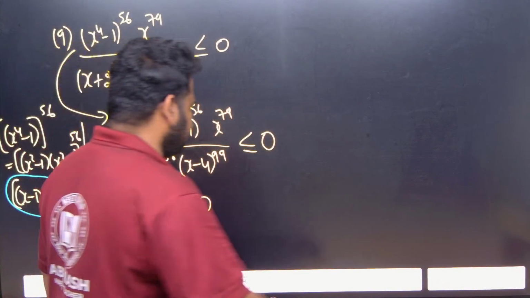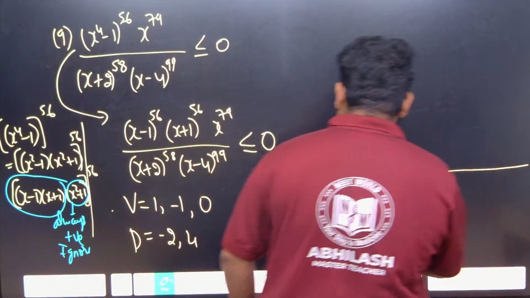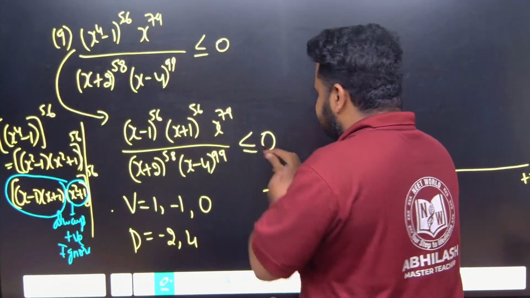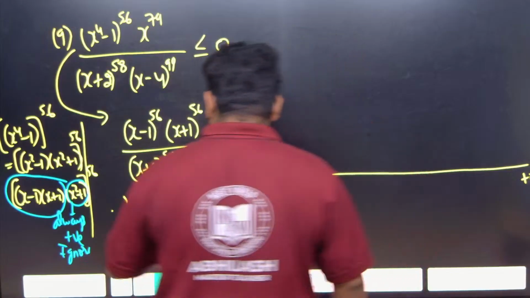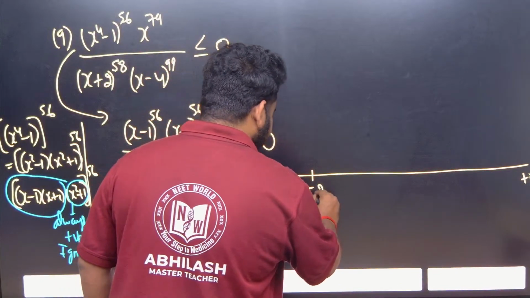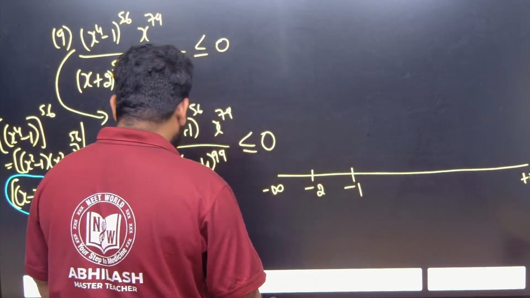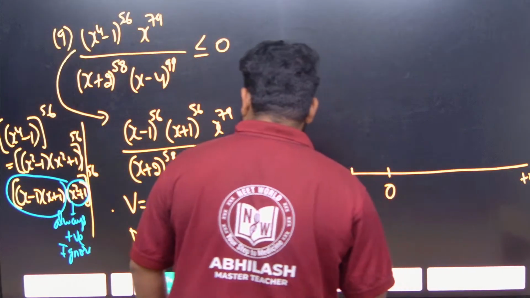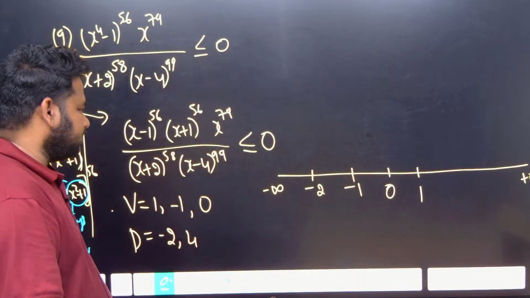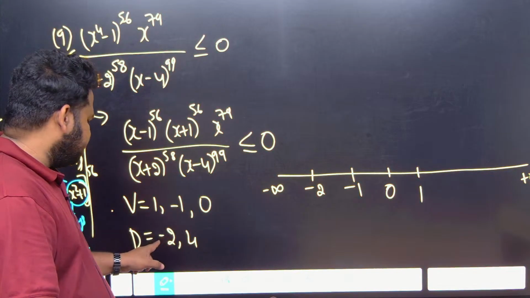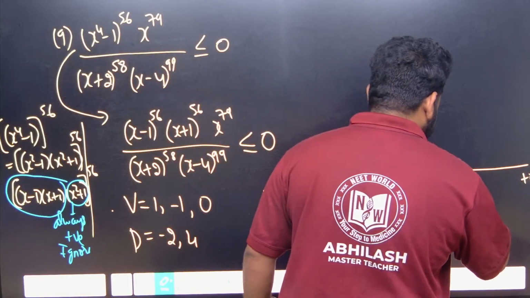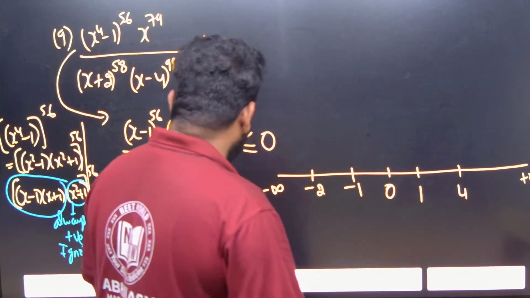Now I have to apply the wavy curve method. So see here, this will be minus infinity and this will be plus infinity. The inequality is less than or equal to 0. Now let us write down these values in ascending order: minus 2, then minus 1, then 0, then 1, and the remaining value is 4. Now under these values, check whether they are odd or even power.